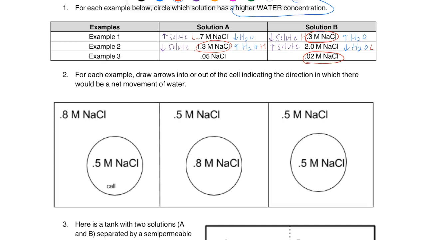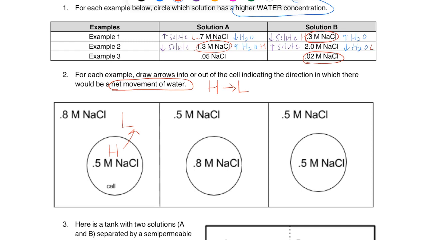Okay, let's look at example 2. It says draw arrows into or out of the cell indicating in which direction there would be a net movement of water. So again, we're talking osmosis, so we're talking about the movement of water, which is going to be from high to low. In this first cell and solution, we have a 0.8 molarity salt solution outside the cell and a 0.5 solution inside the cell. Because outside has a higher solute concentration, it's going to have a low concentration of water. And inside the cell, we have the low concentration of solute, therefore the high concentration of water. So our net movement in this case is going to be out of the cell.